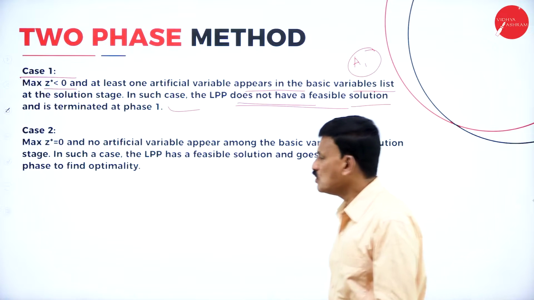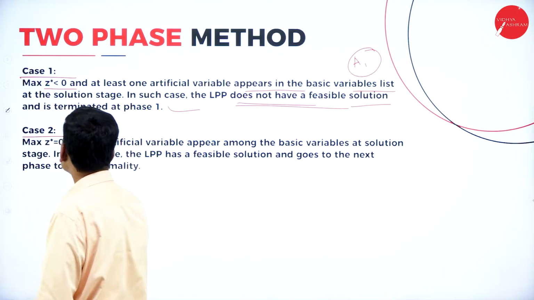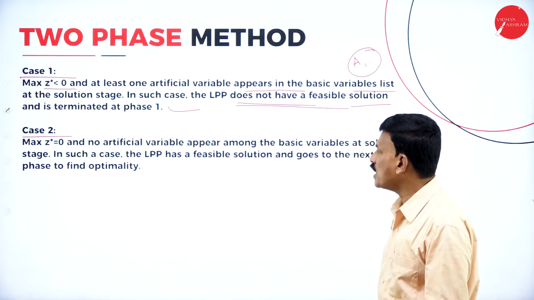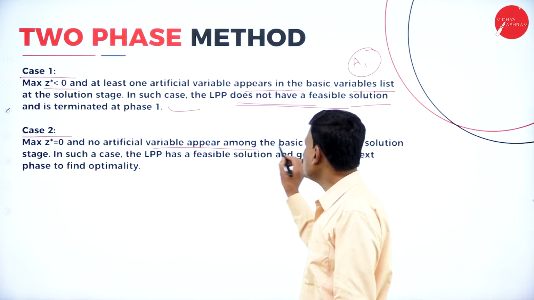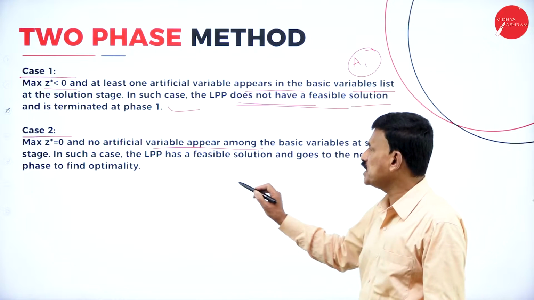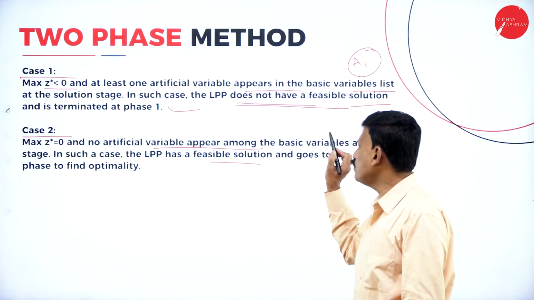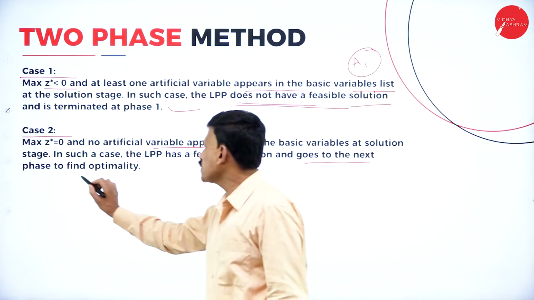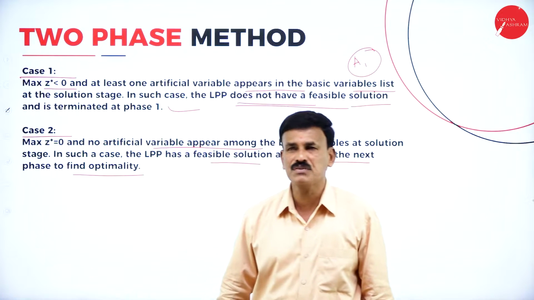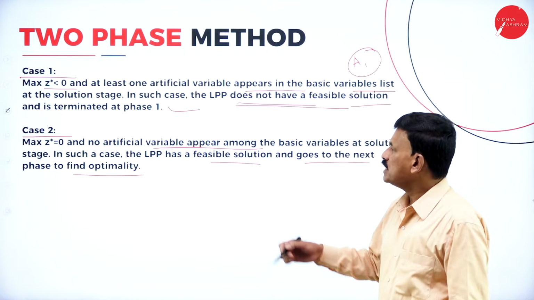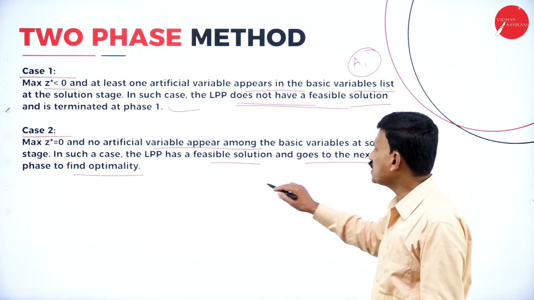Now case number 2. What is case 2? In the second case, if maximum of z star is equal to 0 and no artificial variables appear among the basic variables at the solution stage, in such a case the LPP has a feasible solution and we go to the next phase to find the optimality. So here in case number 2, what is the case 2?